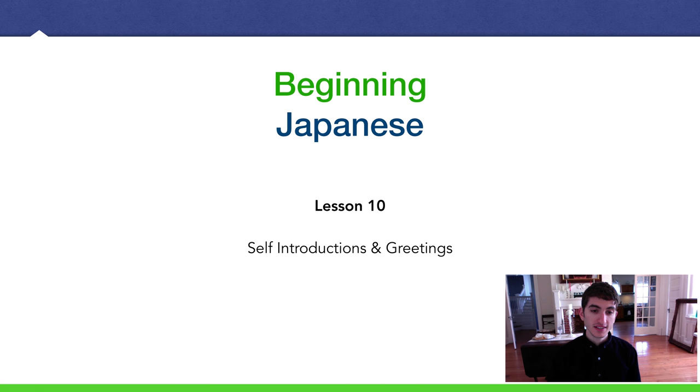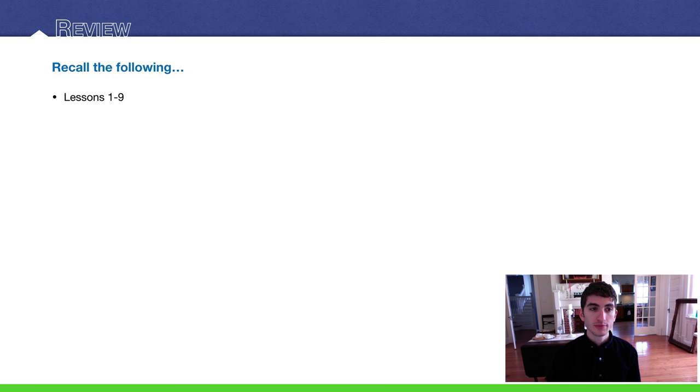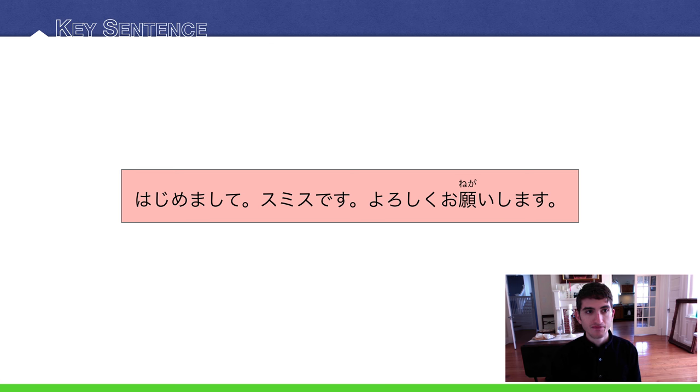Today, lesson 10, self-introductions and greetings. Lessons 1 through 9, basically, this is the accumulation of everything that we've learned in those lessons, so we're going to apply pretty much everything from there in this lesson. Today's key phrase or sentence is Hajimemashite, Smith desu. Yoroshiku onegaishimasu.